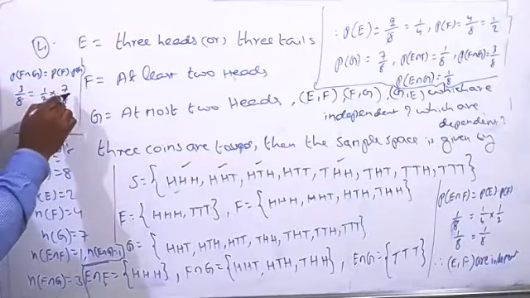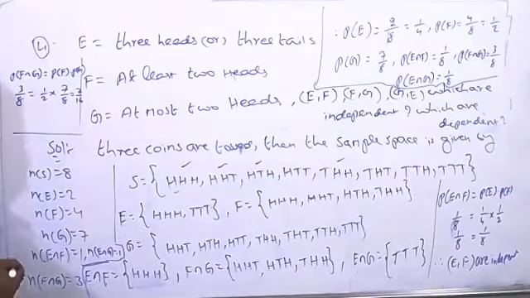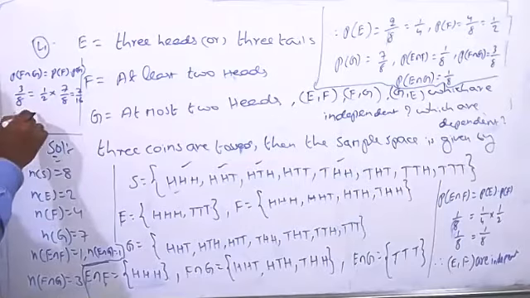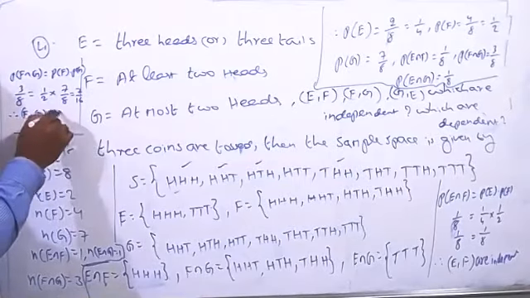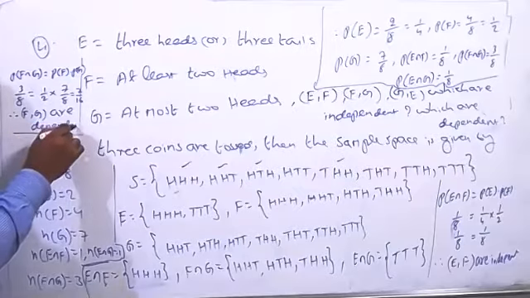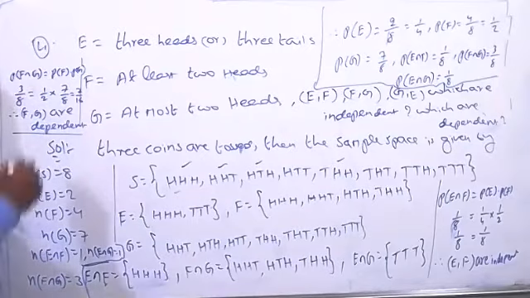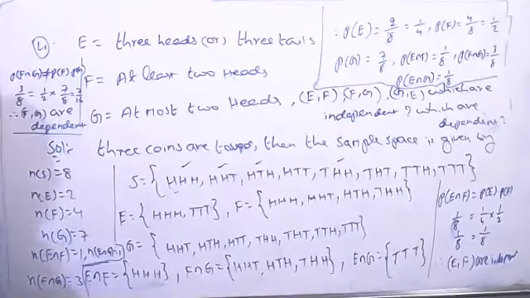Clearly we are not getting the 3 by 8. So then what can you write now? Therefore F, G are dependent. Because these are not independent, clearly what I can say now is dependent. So what I can write, this will be not equal.